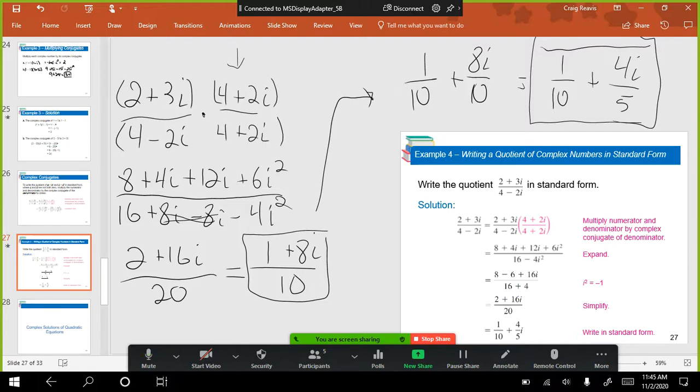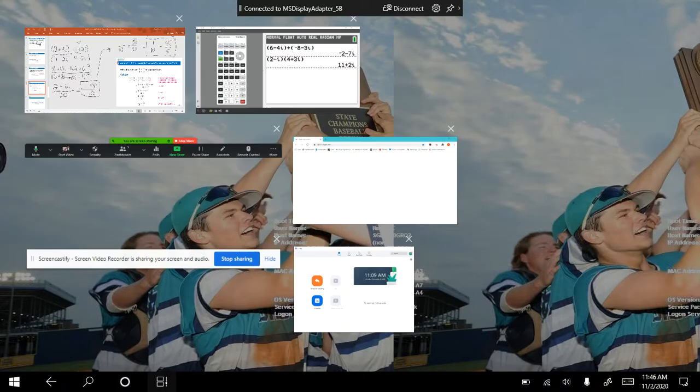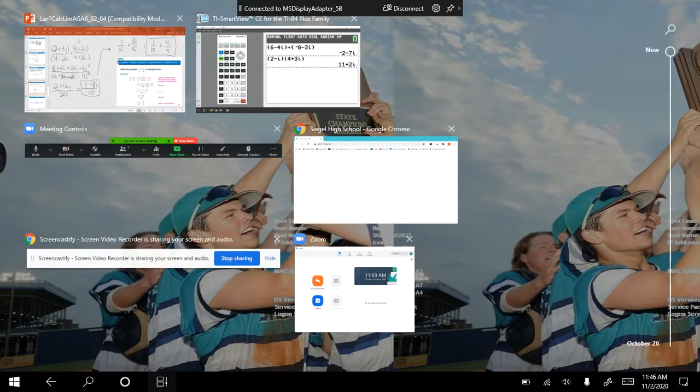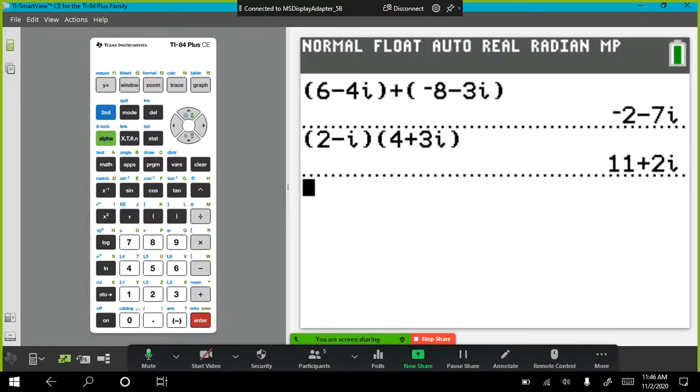All right. Now, I think when we put it in the calculator, it may give you this answer right here. Let's look. I'm going to put this exact same thing in the calculator: 2 plus 3i over 4 minus 2i. And let's see what the calculator gives us. That way you might need to make an adjustment, because I'm not sure exactly how WebAssign wants you to put your answer.